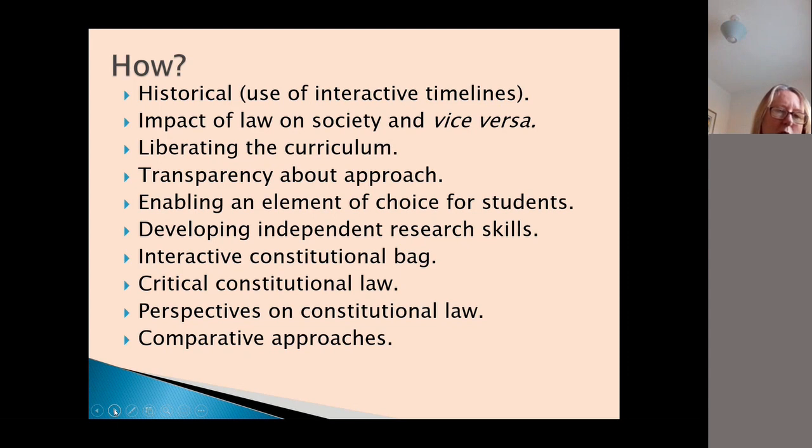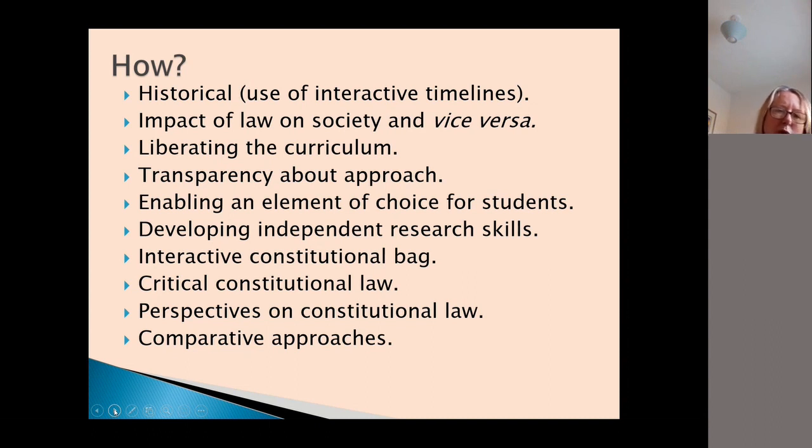We also talk about the impact of law on society and vice versa. So, for example, it's often taught that we have a constitutional monarchy, and we touch very little on the fact that there was a Commonwealth, there was a republic, and so we expose them to some of the ideas behind that republic and explore why that experiment failed. We look at liberating the curriculum by bringing in examples from across formerly colonies, and we're very transparent about what we're doing and why.